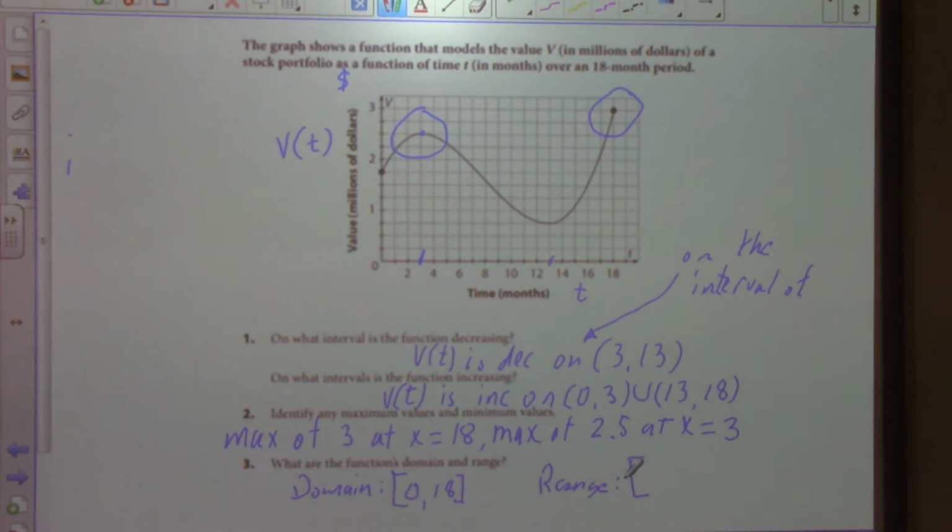What is our lowest value of V of t here? 0.75. Now, 0.75 would be a correct answer, but a lot of times I'm going to put a 0 out in front. And that's just the way people do it.